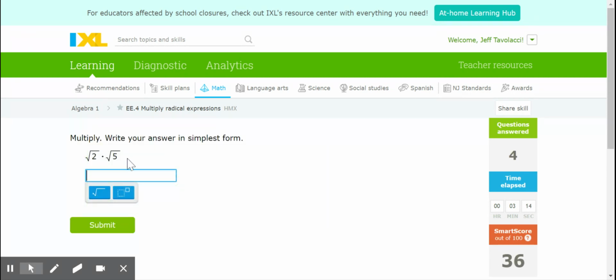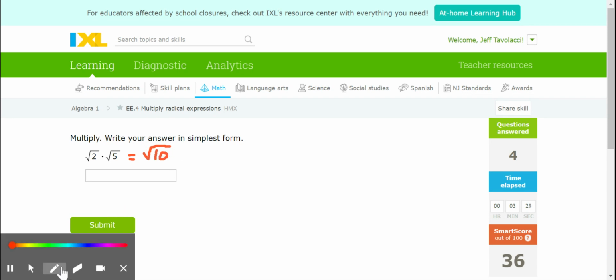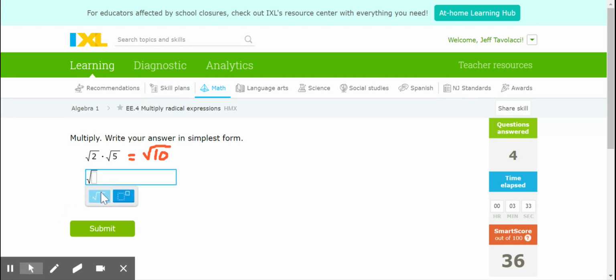Root 2 times root 5. I don't see anything in common in there. So when I multiply them together, I'm going to get square root 10. The only perfect squares other than 1 less than 10 are 4 and 9. And 10 is not divisible by 4. It's not divisible by 9. So square root 10 is simplest radical form. That's it.